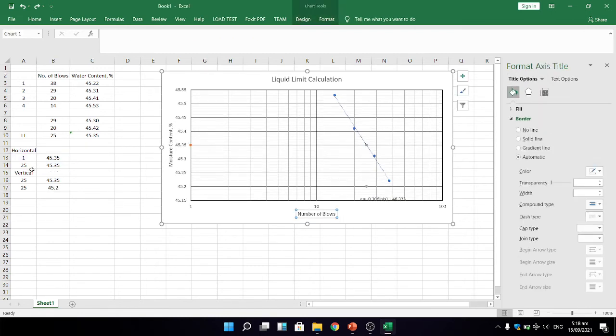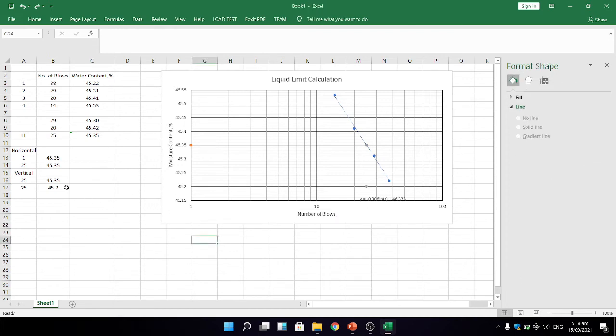So, I don't know what is wrong, but I have done this before. The point is, I am trying to show that if we put a line in here, because this is approximately 20, this is where 25 is, and if you plot that, from the trend line you will get 45.35. So it's up to you how to explore that. And so there you have it. The liquid limit is 45.35.